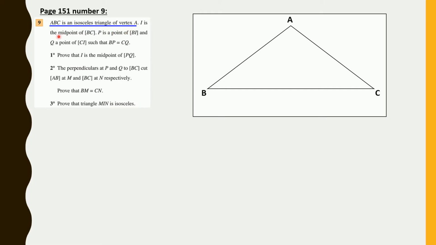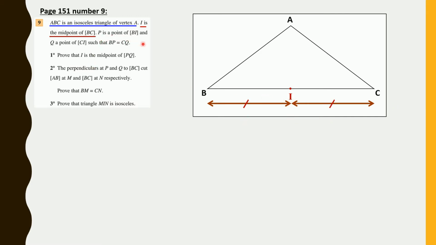I is the midpoint of BC. To find the midpoint of BC, we measure BC with our ruler, find its half, then we locate I, the midpoint of BC, or in your copybook you can count the squares and find their half. Of course, segments IB and IC are equal, midpoint effect.